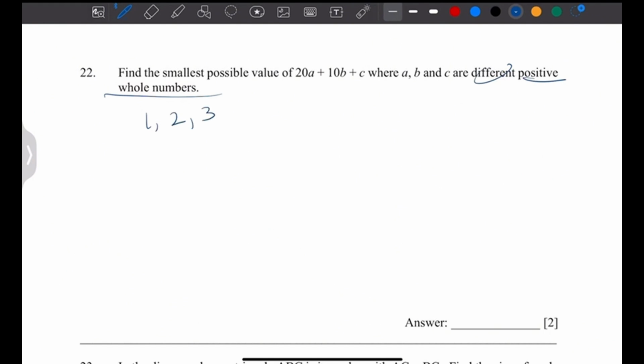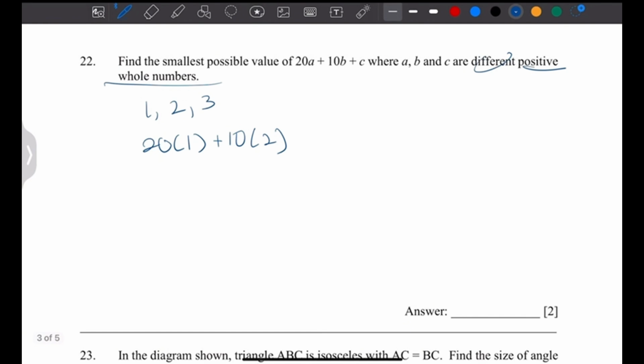Okay? So to get the smallest possible value, we substitute in a will be 1, b will be 2. But if you substitute 2 into a, that would be 40, and it would be 10. And then 40 plus 10 would be equal to 50. So the smallest possible choice that we can put in is 20 plus 20, which is 40. And then c will just be 3. So 40 plus 3, we get 43.